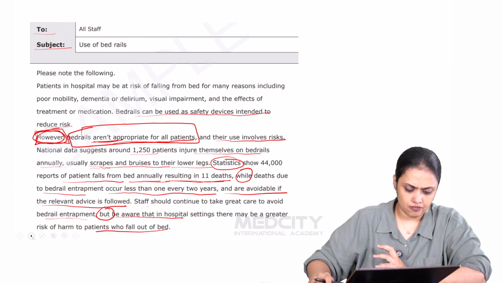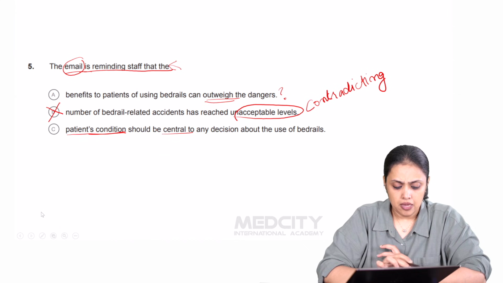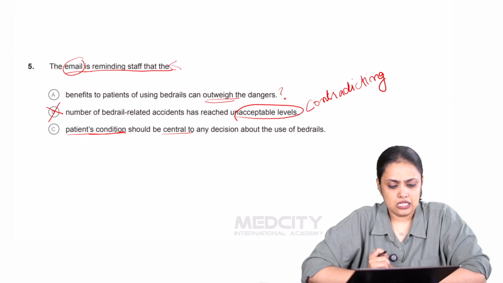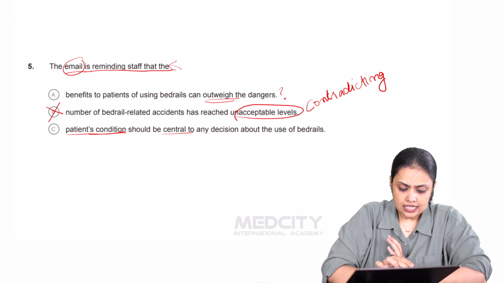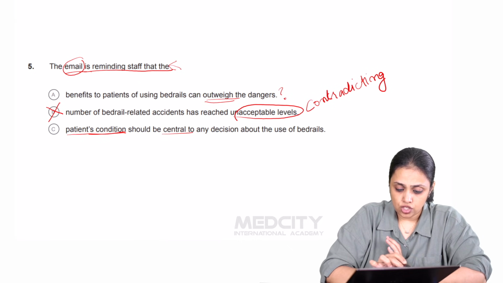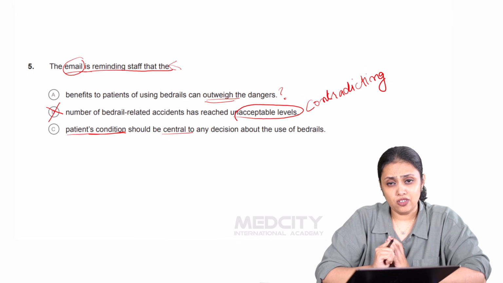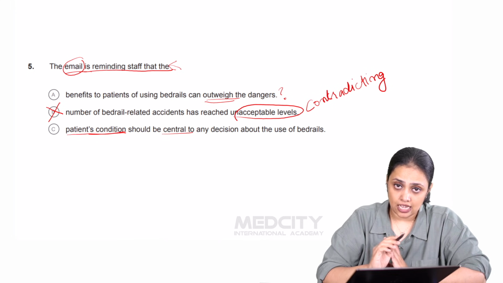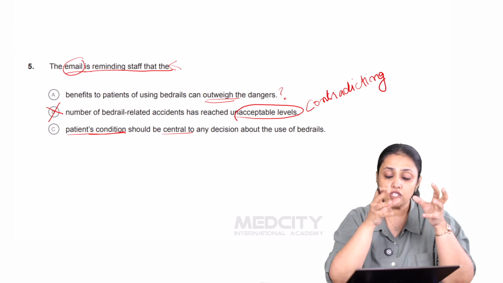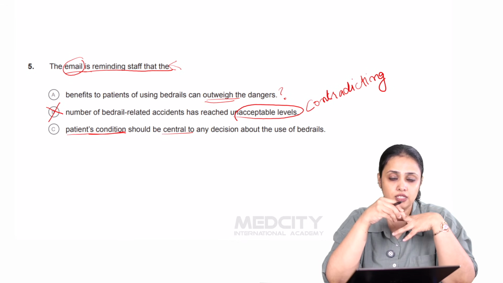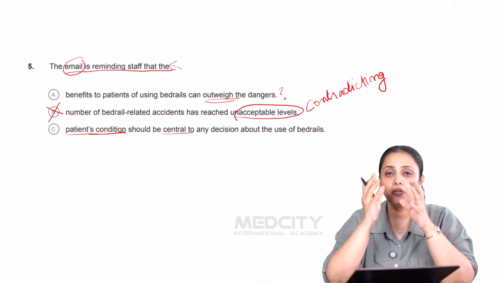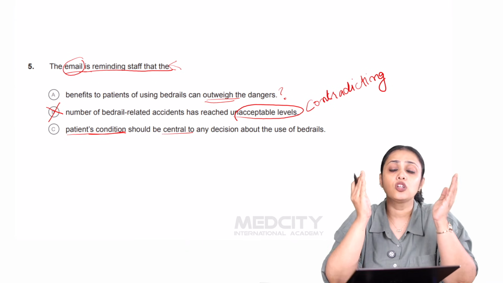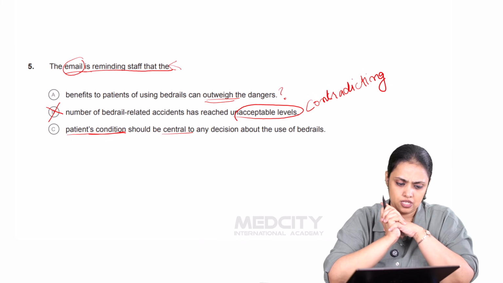So students might have this tendency: why not C? Patient's condition should be central to any decision about the use of bed rails. Now, I cannot say that this idea is wrong. It is actually mentioned that the patient's condition is, of course, a deciding factor when it comes to the use of bed rails. Bed rails cannot be used for all patients. It is mentioned in the email that it's not appropriate for all patients.